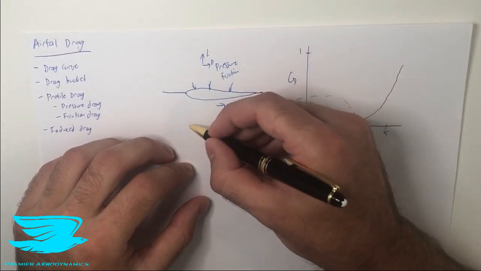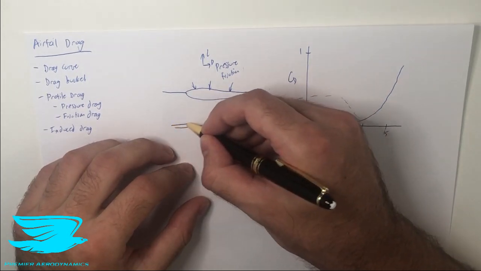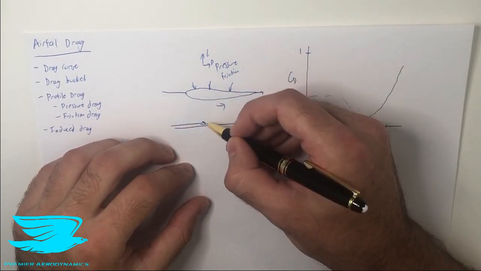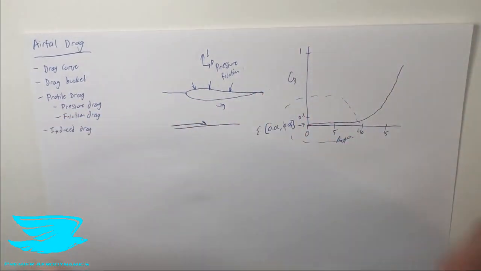Friction drag occurs because it happens with anything. Let's say we have any surface, a flat surface, and we have the flow going over it. We have resistance between this surface and this flow, and this is because of viscosity.